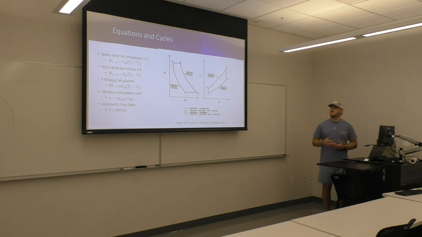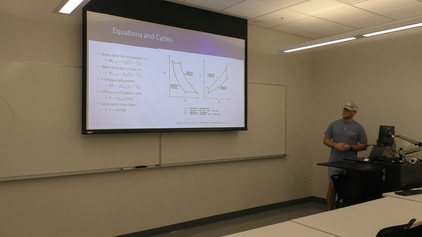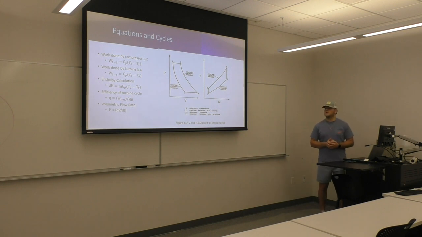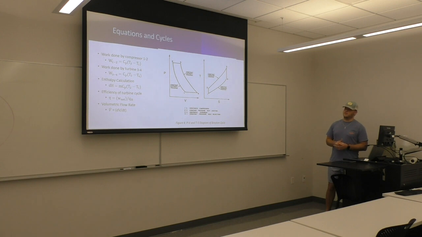So on the left, I have a couple of equations, and on the right are a few cycles. Some of the equations you're going to need are the work done by the compressor, the work done by the turbine, the enthalpy calculation, the efficiency of the turbine cycle, and the volumetric flow rate. And on the right, I have a PV and a TS diagram of the Brayton cycle.